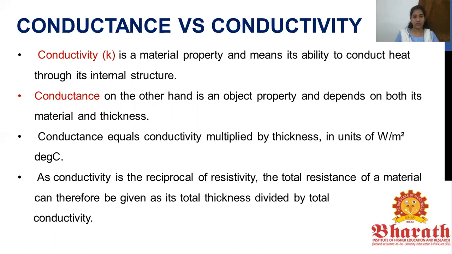Now looking at conductivity, it is a material property and its ability to conduct heat through the internal structure. The conductance, on the other hand, is an object property and depends on both its material and thickness. Conductance equals conductivity multiplied by thickness, in units of watt per meter square degree Celsius. As conductivity is the reciprocal of resistivity, the total resistance of a material can therefore be given by its total thickness divided by its conductivity.